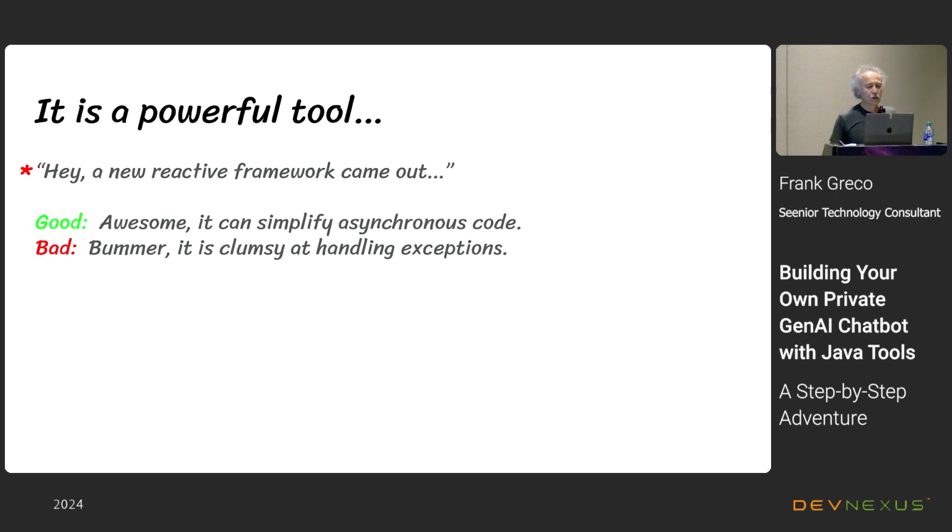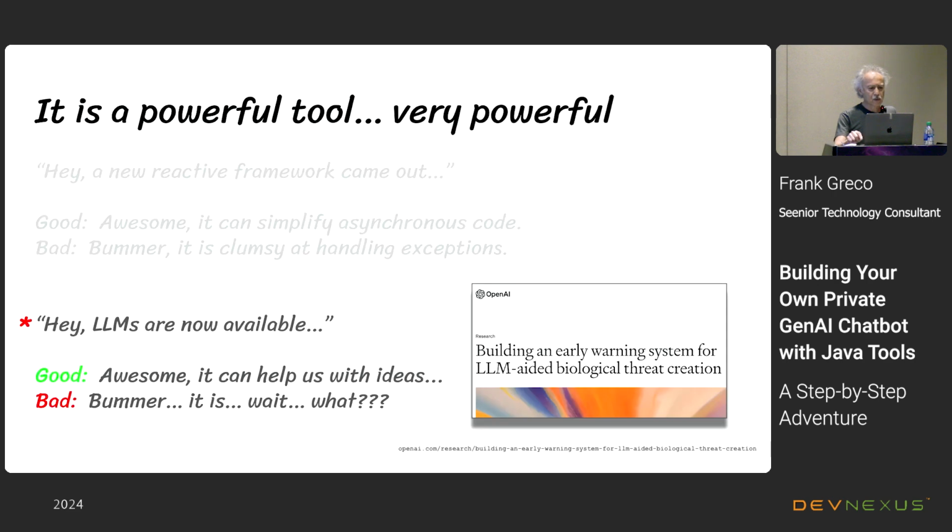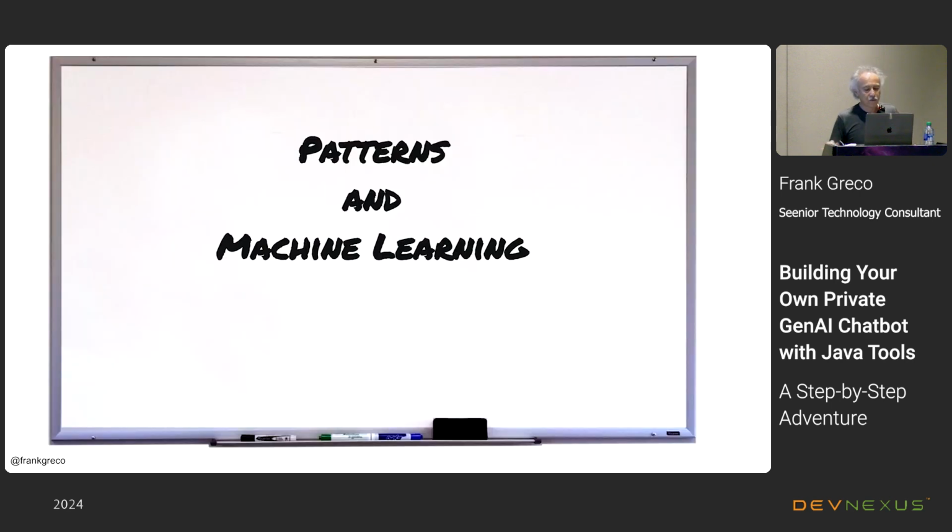And we know about tools, like when a reactive framework comes out. This is cool, it can simplify the way we do distributed asynchronous code. It's cool, but it's kind of bad at handling exceptions. But here are LLMs. We can use them with some cool ideas, but what's the downside? We can destroy humanity. So it's a different type of framework, a different type of tool. This is not just another framework to learn.